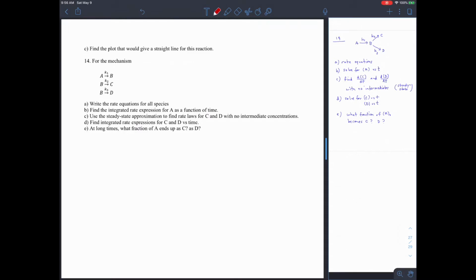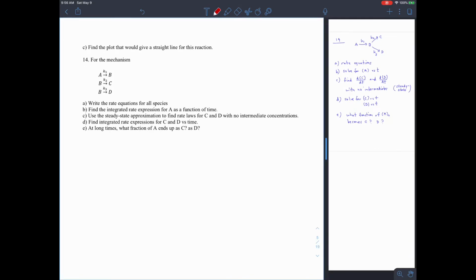Okay, last problem in this very long practice exam. So this is another more or less standard problem where we're going to start with a mechanism, only a three-step mechanism this time. But it's a little bit different than the others because it asks you to, first of all, of course, write out all the rate equations, but then it asks you to actually solve some of those rate equations. Find the integrated rate expression for A as a function of time, for example.